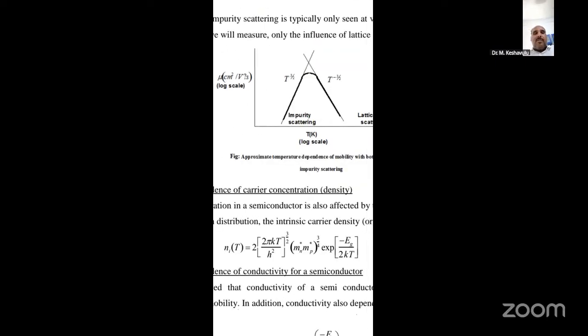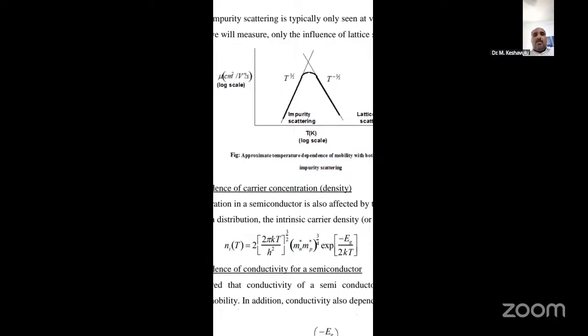You see here that impurity scattering will be there and lattice scattering will be there. If we may discuss, the left hand side is the impurity scattering, and the right hand side will be lattice scattering. So this is the temperature scale. Therefore, we are getting a curve with a maximum value, which will be equal to T power 3 by 2 here and T power minus 3 by 2 here.